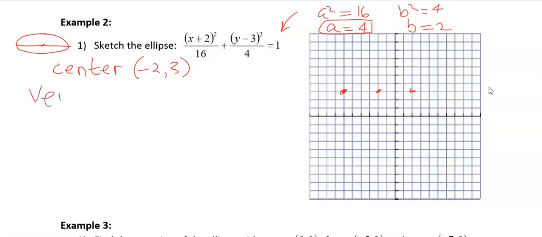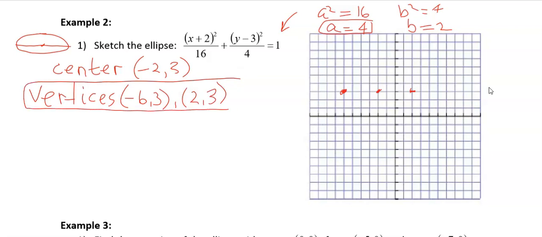In fact, you could even write them down if you wanted to. All right, over here, the vertices in this case, and you can just count your squares now. How about -6 and 3? There's one. And the other one, to the right of that center, was at +2 and 3. There's my two vertices. See that? And I just graphed them. I just went left and right because of the direction that this ellipse was elongated.